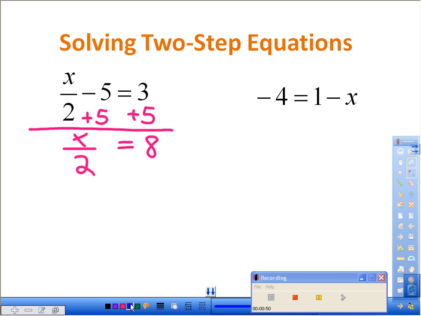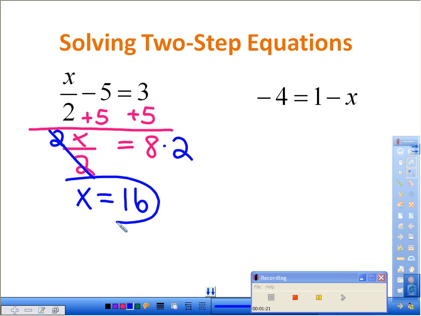Now we have a one-step equation left. X divided by 2 equals 8. Be careful that you don't see an 8 and a 2 and a division problem and think that the answer is 4. We want to undo dividing by 2 by multiplying by 2. If I multiply the left side by 2, I have to multiply the right side by 2. On the left side, the 2's cancel out, and we're left with x. And on the right side, 8 times 2 gives us 16. So the solution of this equation is x equals 16.